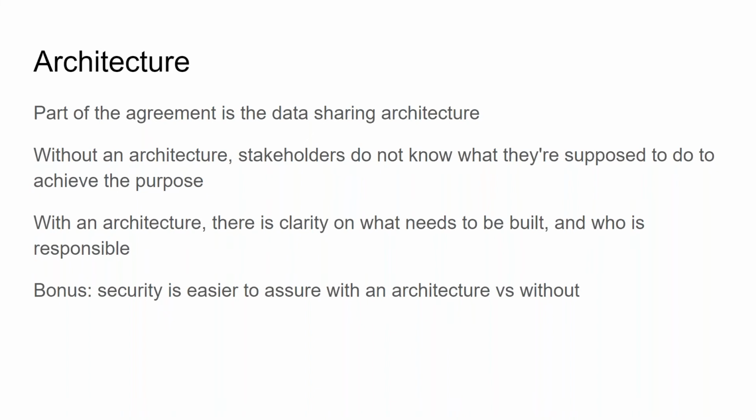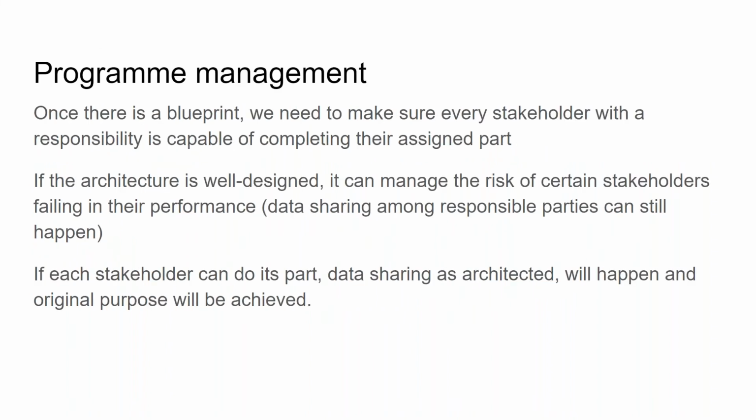So architecture is an important component in showing transparency and assuring stakeholders on how data is managed from system A to system B. With the architecture or a blueprint, it becomes transparent to the different stakeholders what they're supposed to do. And this is where we are able to ensure that every stakeholder with a responsibility in the architecture is actually capable of completing their assigned part. If the architecture is well designed, it can manage the risk of certain stakeholders failing in their performance of their part of the architecture.